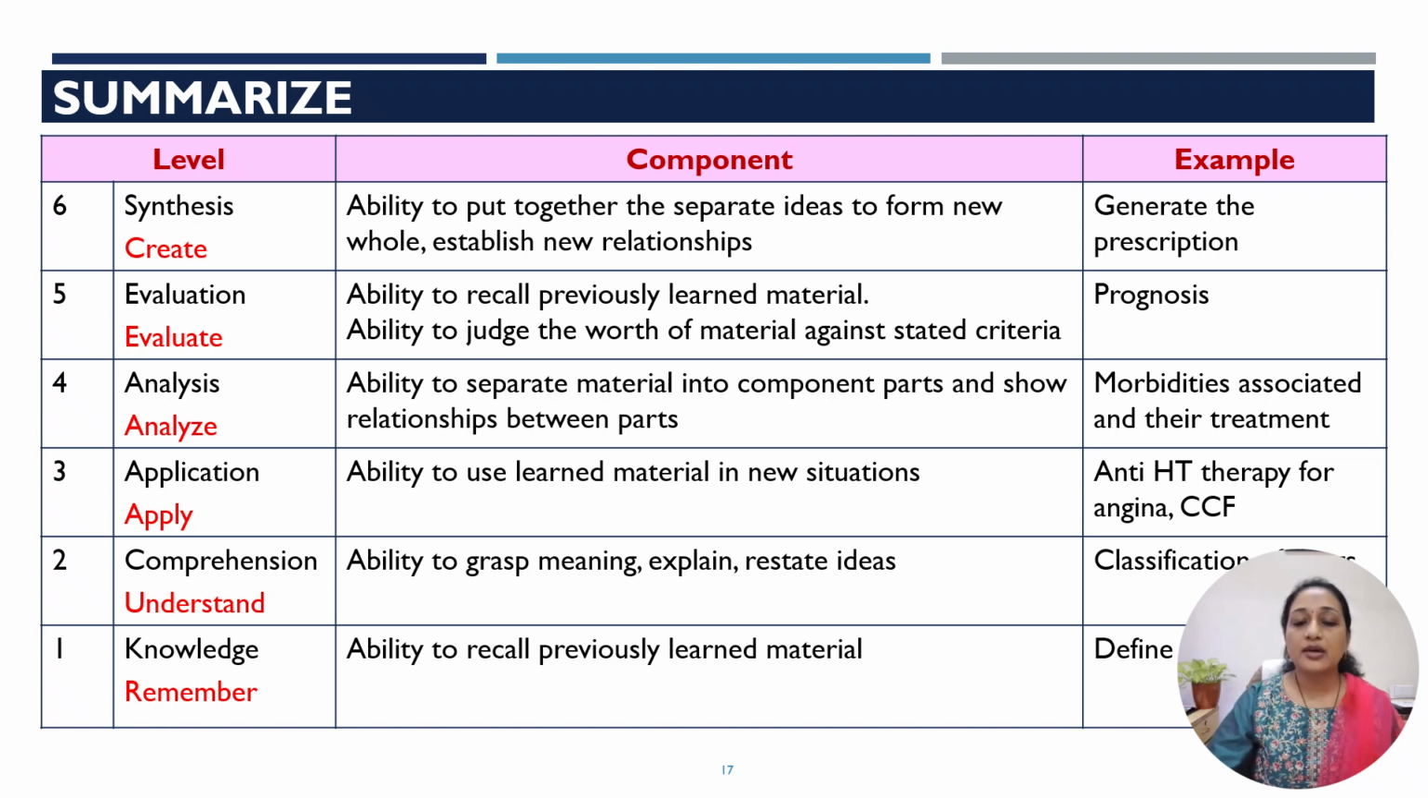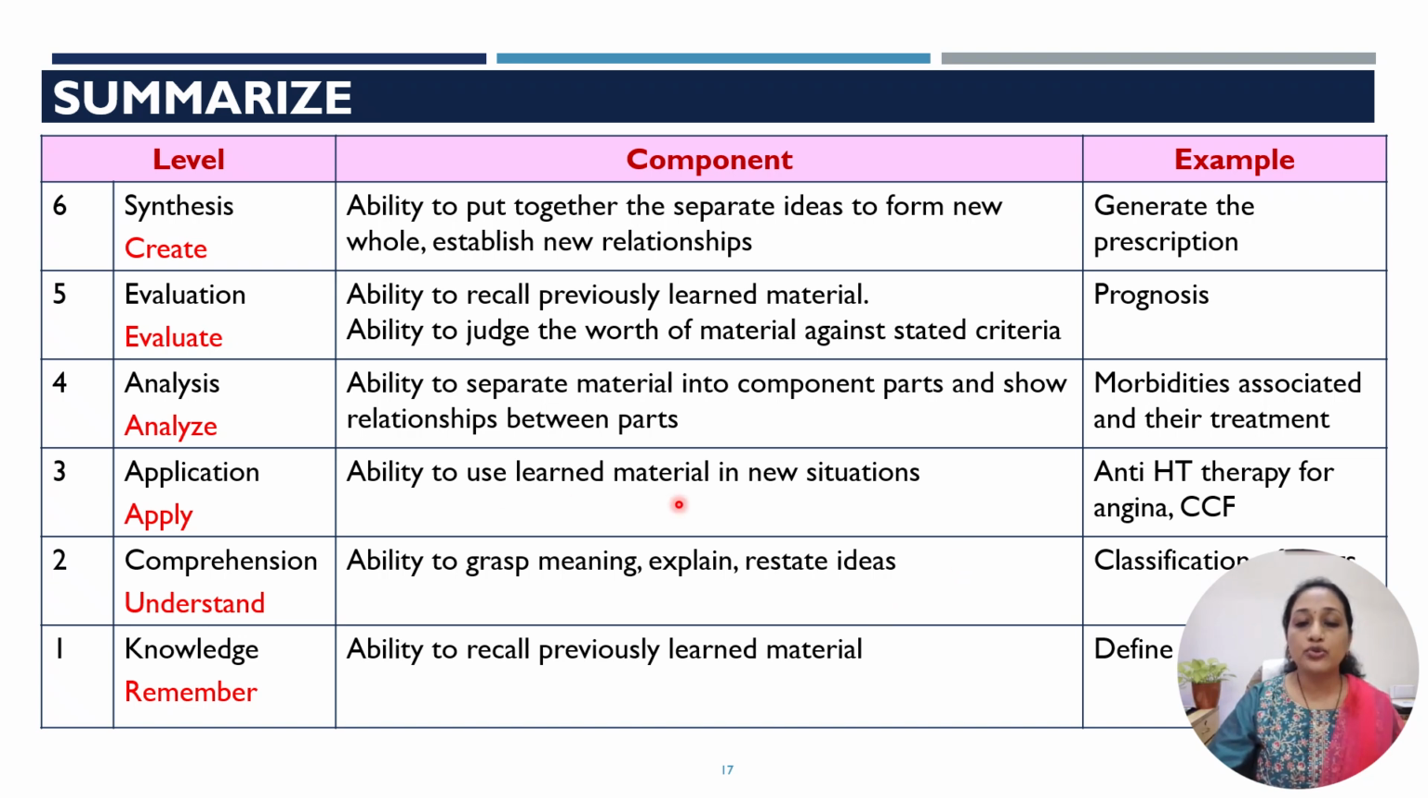That is, the cognitive domain starts with the knowledge domain as the basic level, that is remember. Second goes ahead with the level 2 of comprehension or understanding. Third, application. Fourth, analysis. Fifth, evaluation. And sixth is create or synthesis. The first level is about recalling the facts learned. Second is about understanding and explaining and reinstating the learned ideas.